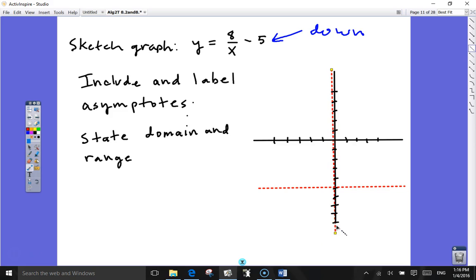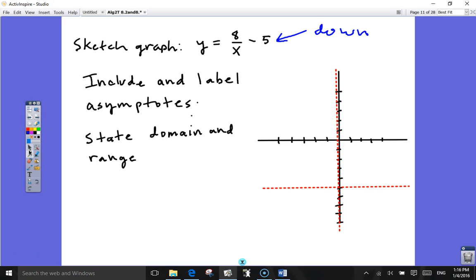Okay, and now which 2 quadrants should I draw this in? Should it be in 1 and 3 or 2 and 4? How do you determine which one? If it's negative in front of the fraction, then it should be 2 and 4. What about this one? It's positive, so it should be 1 and 3. So just sketch the approximate shape in here. Should be something like that.